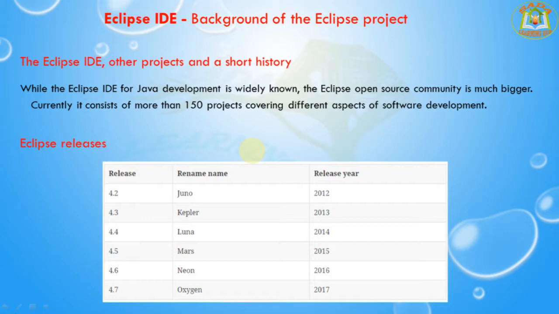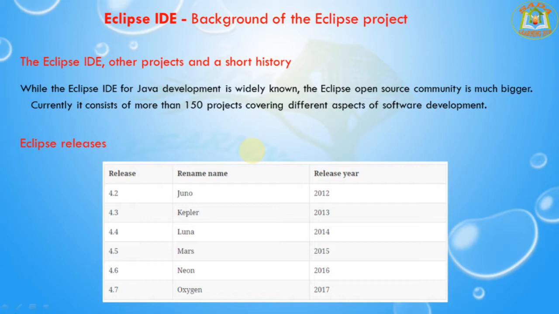Next, I am going to discuss Eclipse releases. The Eclipse open source project has simultaneous releases every year. Eclipse projects can choose to join this release but must fulfill the requirements described in the release requirements.